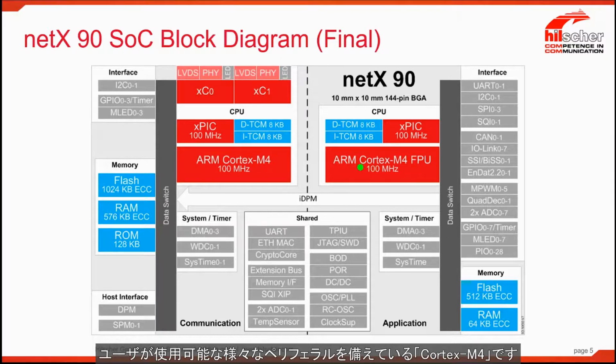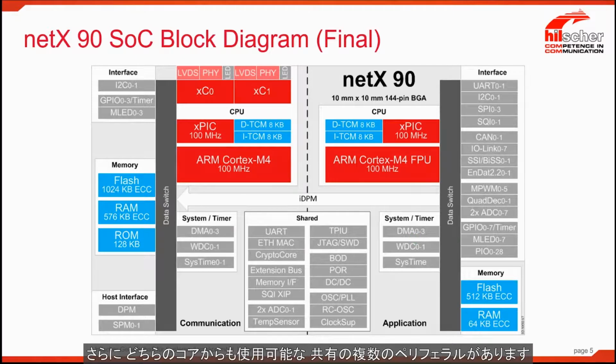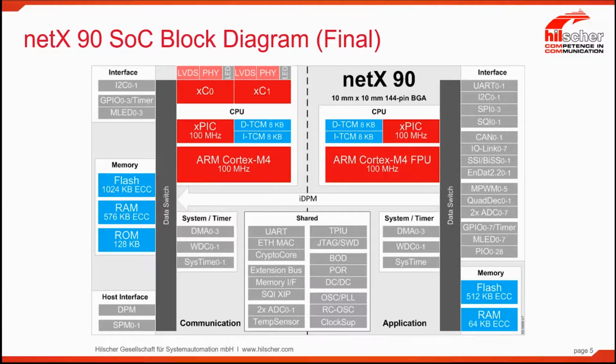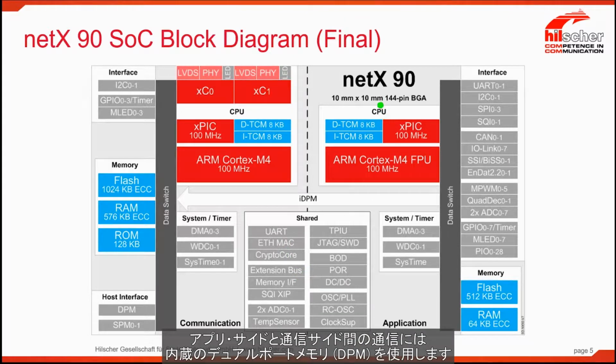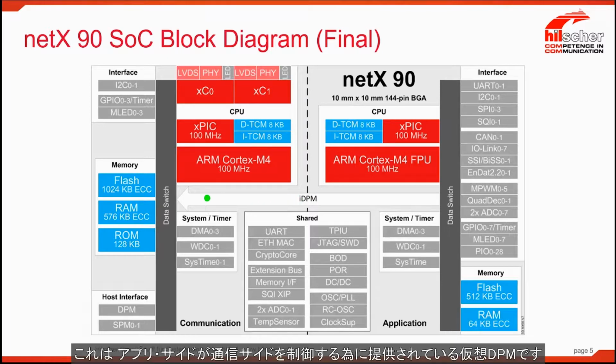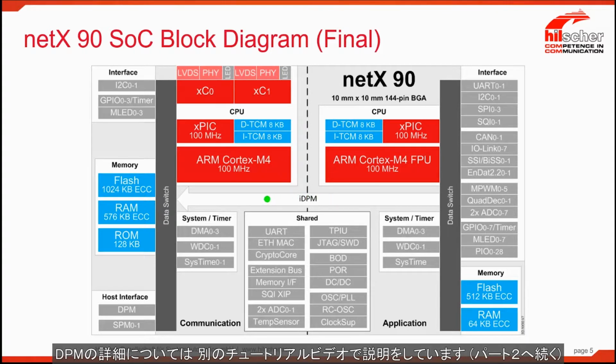Along with the Cortex M4 processing unit itself, there's a variety of peripherals that are made available. Also, there's a number of shared peripherals that can be used on either side of the part. Communication between the application side and the communication side is across an integrated dual port memory. This is a virtual dual port memory that allows the application side to control the communication side of the part. There will be a lot more discussion on the dual port memory in the future.